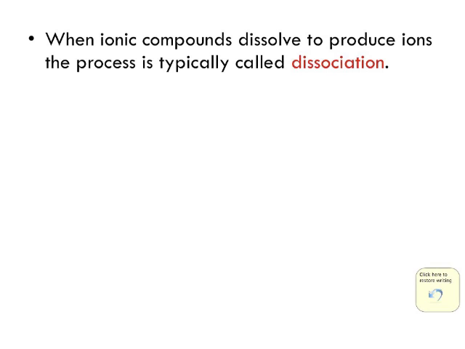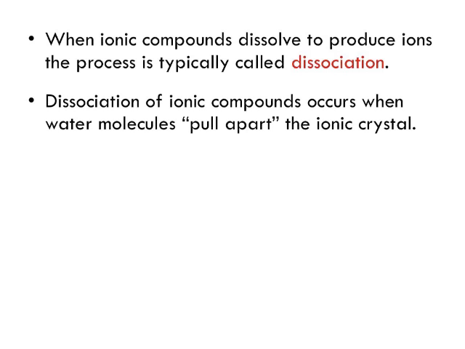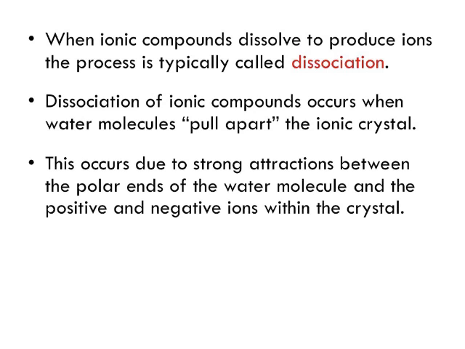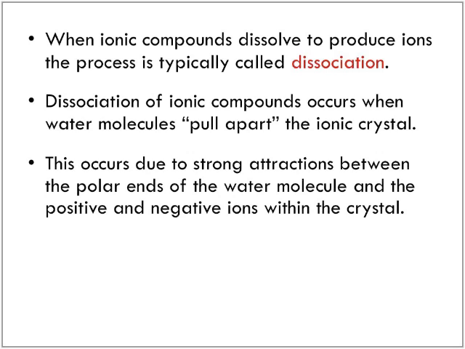Now, when ionic compounds dissolve to produce ions, the process is typically called dissociation. Dissociation of ionic compounds occurs when water molecules pull apart the ionic crystals. With that example, the ionic crystals are the Na and the Cl, the positives and negatives. This occurs due to the strong attractions between the polar ends of the water molecule and the positive and negative ions within the crystal. Remember, oxygen is slightly negative, and the hydrogens are slightly positive based on the change in electronegativity. That's how we can tell.